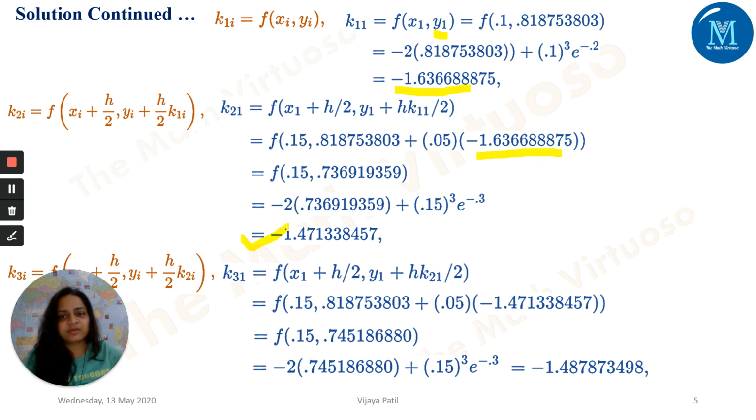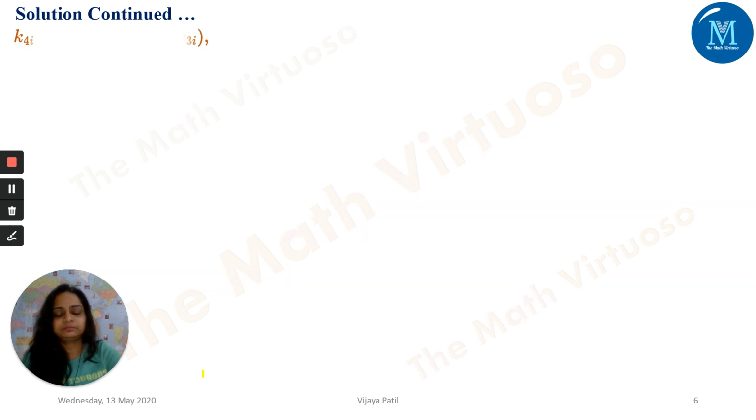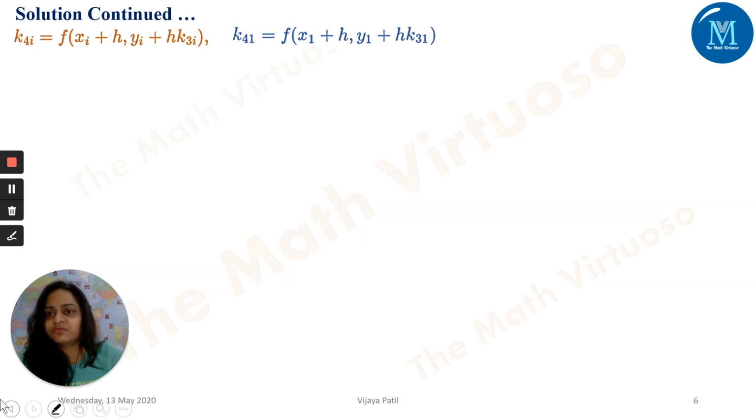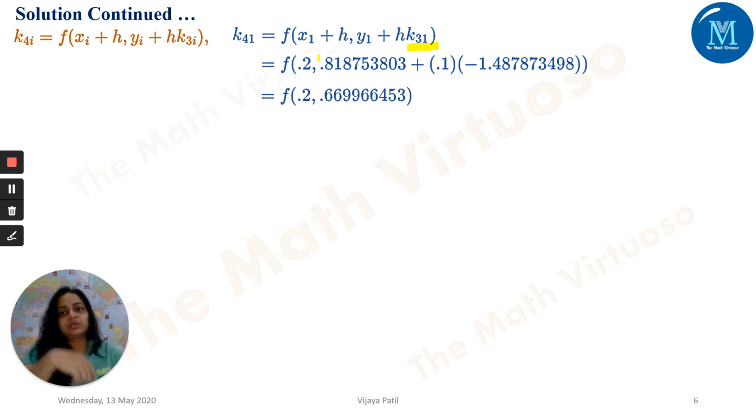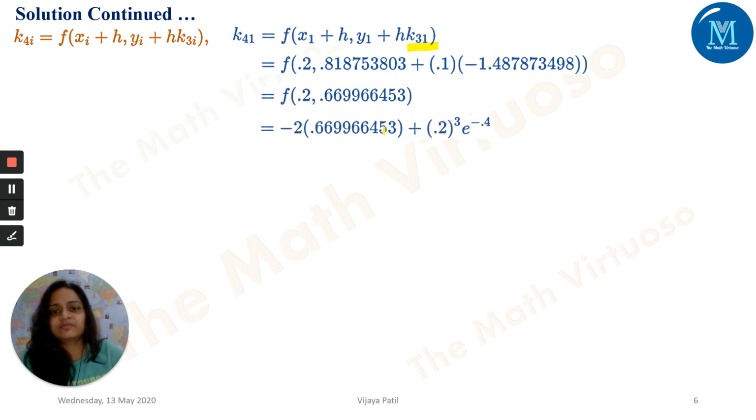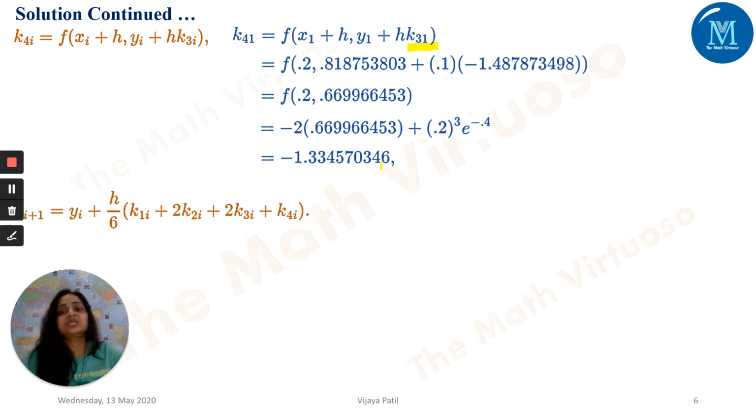We have got K21, and we have used that value to calculate our K31. So it's an iterative problem. Now K4i is f of xi plus h, yi plus h K3i, so K41 is f of x1 plus h comma y1 plus h into K31. As I have told you, we are using K31 to calculate K41, and therefore we have got the value of K41 as minus 1.334570346. This is just K41. We have not yet reached y2.